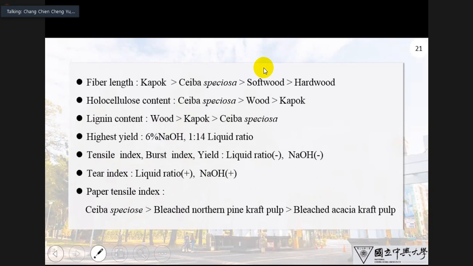It will produce the highest yield with 6% sodium hydroxide and 1 to 14 liquid ratio. Compared with wood pulp, the paper tensile of the beauty tree stick fiber is higher than that of bleached northern pine kraft pulp and bleached acacia kraft pulp, which show the pulping potential of beauty tree stick fiber. The effect of liquid ratio and sodium hydroxide dosage on tensile index, burst index, and yield is negative, while they have a positive effect on the tear index.